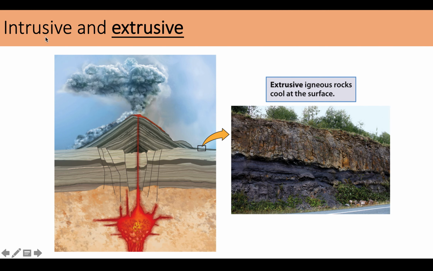Extrusive is rock that has reached the Earth's surface. So extrusive igneous rock is a rock type that was formed from lava, which reached the Earth's surface and solidified on the surface of the Earth. So there are two different types of igneous rock. Intrusive, meaning it formed inside the Earth. Extrusive, meaning it formed outside or on the surface of the Earth.